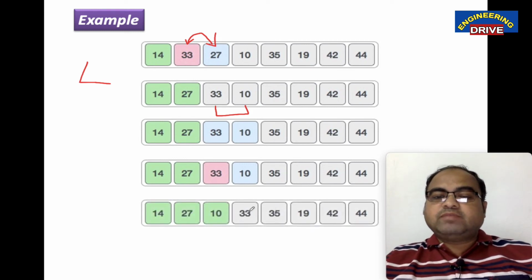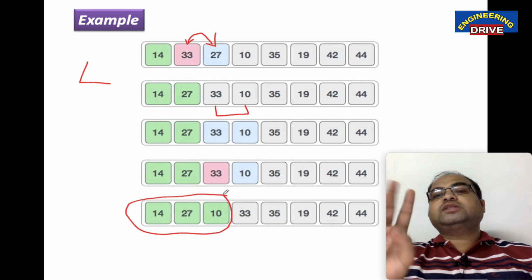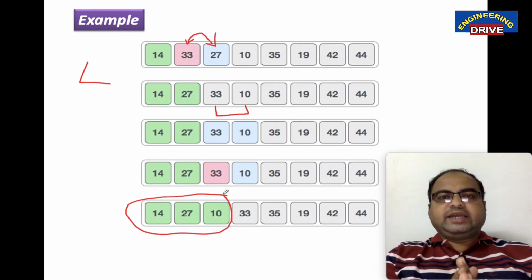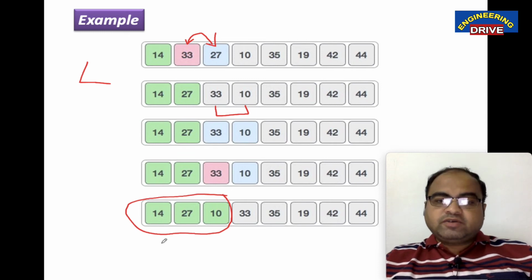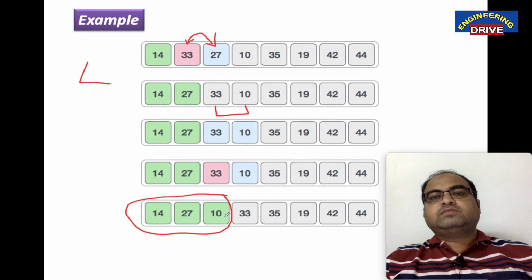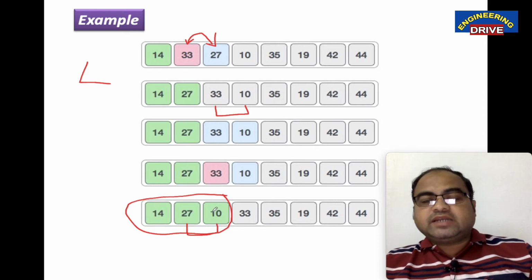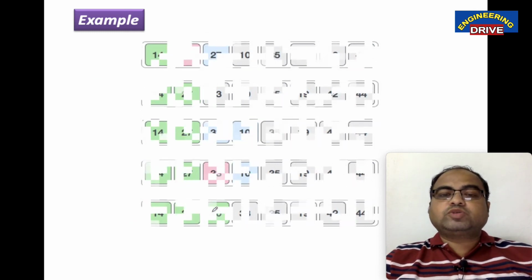Now 10 will come in the sublist. So this is our sublist. How many elements are there in our sublist? Total 3. Now you need to verify again whether the sublist is sorted or not. The answer is 14 is there, okay, 27, okay, but 10 is a smaller number. That's why we need to compare these two. Now 27 is less than 10. Condition true or false? Condition is false. So we need to swap them.